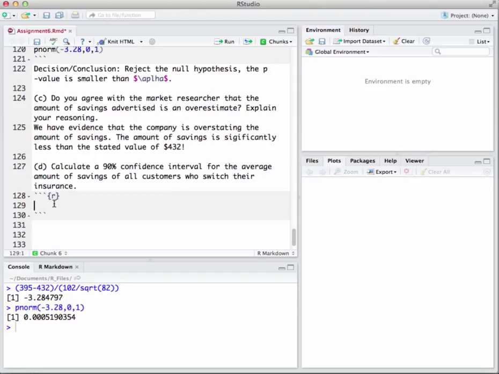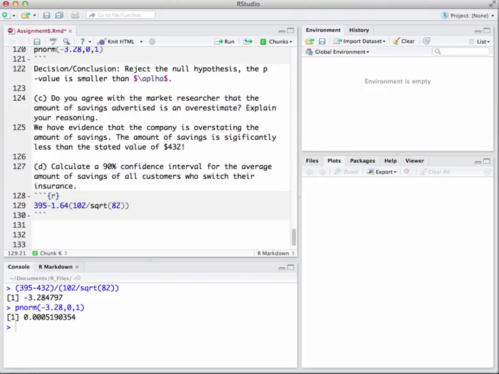So let's see. Our x bar was 395. And then we'll do the lower bound right away. So that's going to be minus our z star. Well, since we're using 90%, we're going to use 1.64 for our z star. And then that's going to be times our standard deviation of the estimate divided by the sample size, better known as the standard error, which is 102 divided by SQRT of 82.